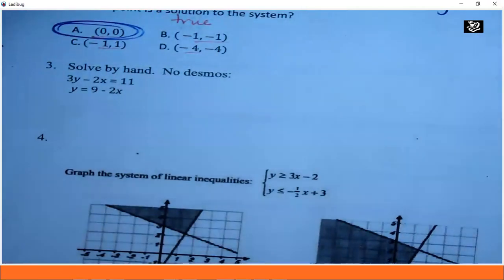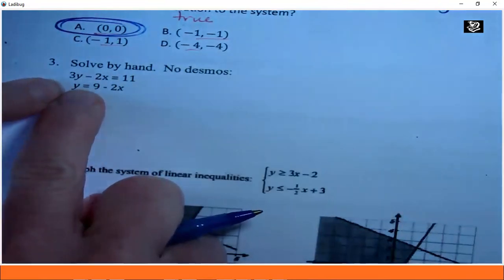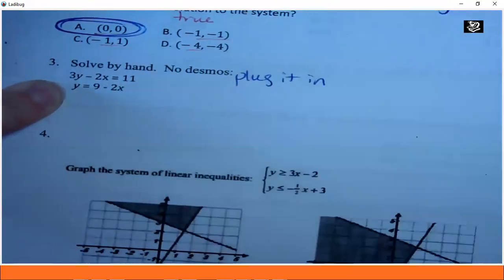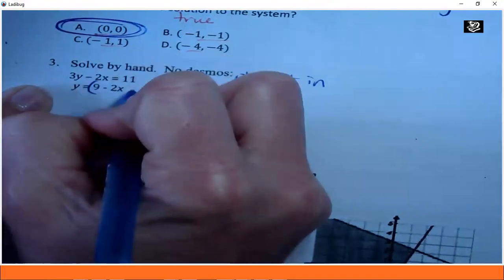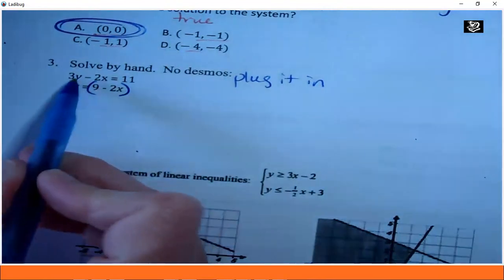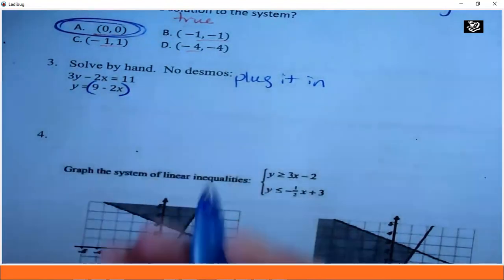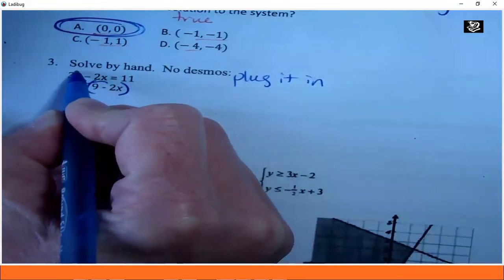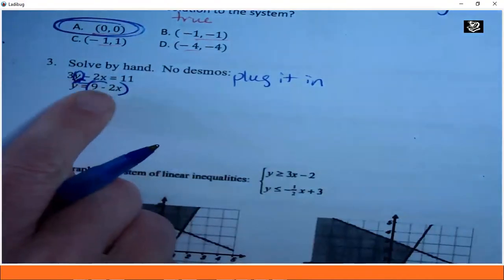All right, number 3. What's different about number 3 than number 1? Anybody know? This one's already been solved for y. This one's a plug it in, plug it in. All right, this is a plug it in problem. So we are going to plug 9 minus 2x into what letter, Wyatt? The y or the x? The y, because it's y equals. So all of that, 9 minus 2x, is going to go in this y spot right there.